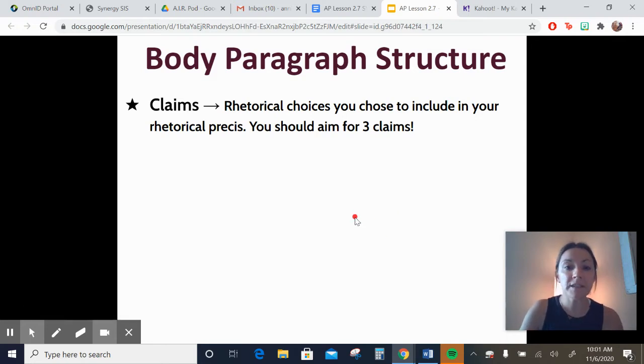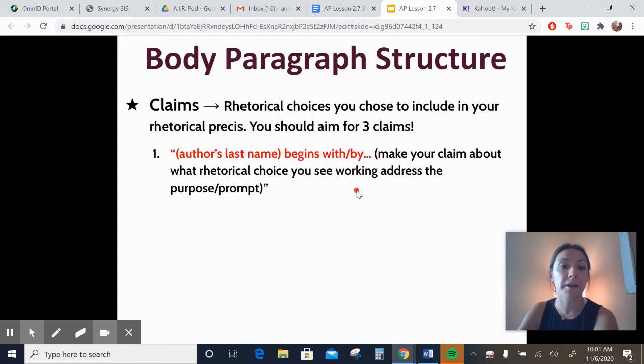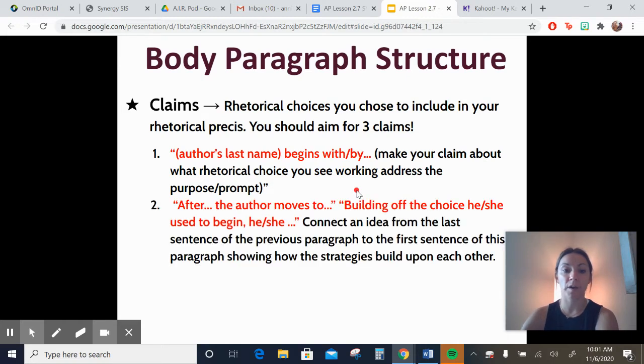So your claims, these are the rhetorical choices you chose to include in your rhetorical précis. You should aim for 3 claims, meaning 3 body paragraphs. Okay, these are sentence starters for you for each of your body paragraphs. You can start with the author's last name, begins with or by, and then make your claim about what rhetorical choice you see working, and you want to address the purpose and the prompt.